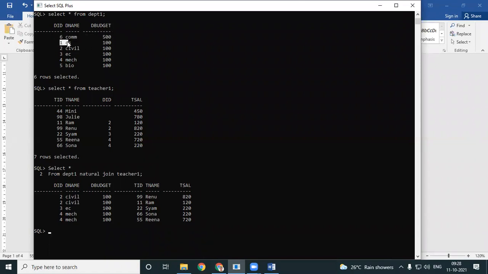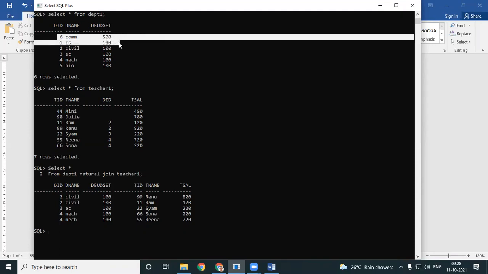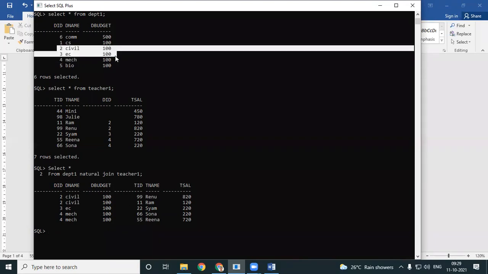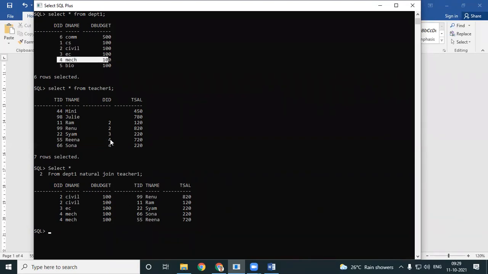Let's go for the next one, CS. Check in your DID second table whether you have any 1. I don't have any 1. So, 1 CS, I treat it as a null entry because it doesn't have a corresponding entry in my other table. So that is null. Civil, check whether you have an entry called 2. Yeah, I do have an entry called 2. So 2 civil is a not null, it is taken. 3, I do have an entry called 3. So 3 is also taken. Check for 4. I do have an entry called 4. So that is also taken.